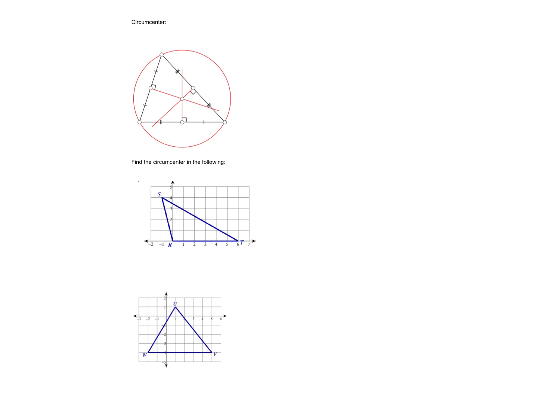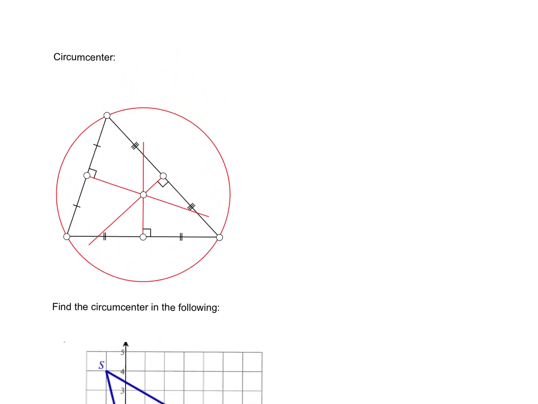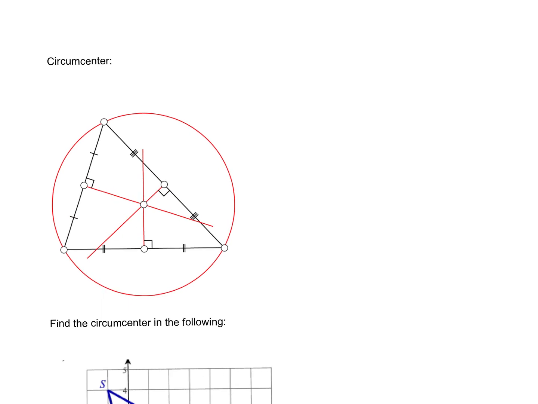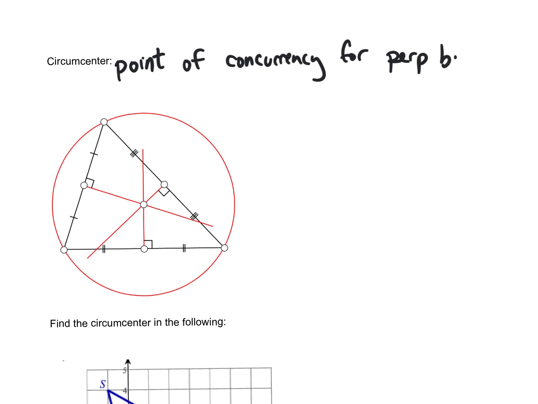All right, the last one we're going to look at is what is called the circumcenter. Now, the circumcenter is going to be the point of concurrency for the perpendicular bisectors, kind of obviously because that's the last one we haven't done. Point of concurrency for the perpendicular bisectors.